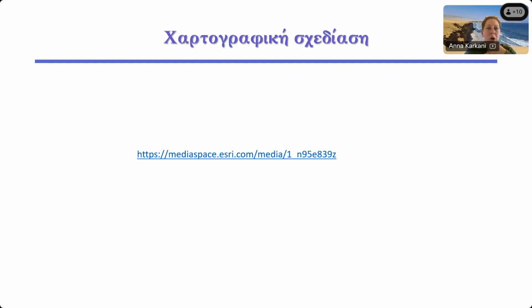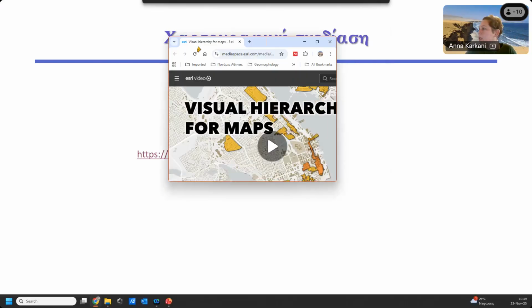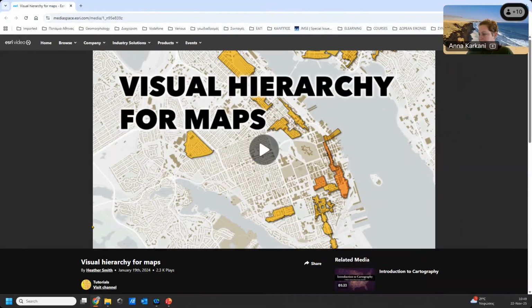And to give you an idea about all these things that we talked about, there is a nice video that I would like to share with you, which has to do with what we call visual hierarchy on maps. So let me try and do this. It's also from a designer working in ArcGIS, in ESRI. So it's a short video, but I would like to play it for you and have a look and just start thinking about all those things that we talked about.